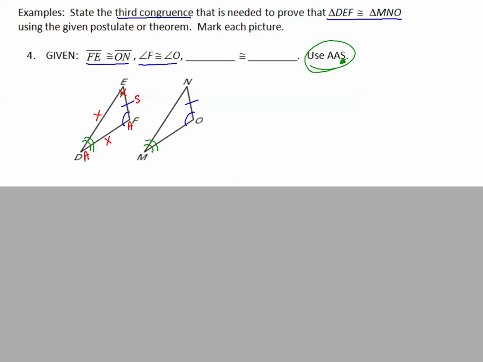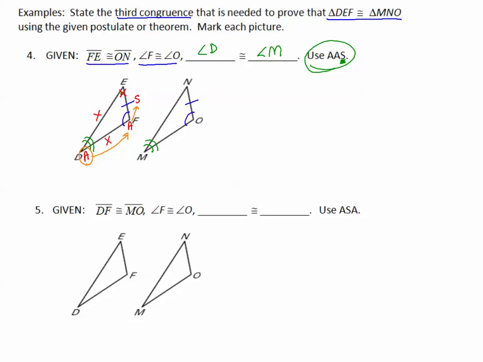If I choose to start my path with the A, and I want to go this way, I hit an X and I hit another X. No good. So let's go this way. I hit an X, but then I hit another letter. I hit an A, and then right after that I hit an S. So angle, angle, side works when I use that angle. So let's write down in the blank what was the third thing we had to mark. Angle D congruent to angle M.